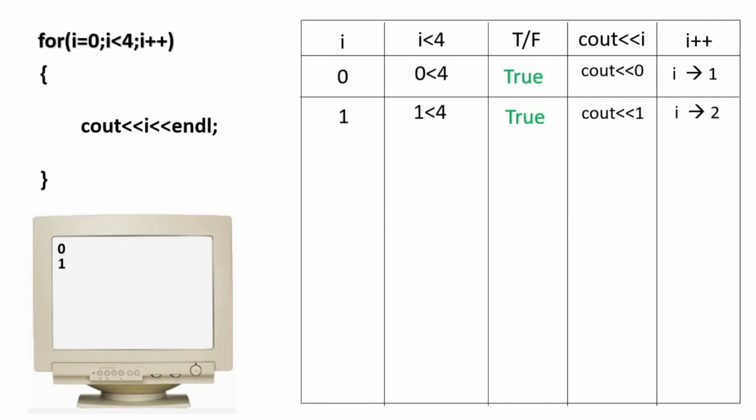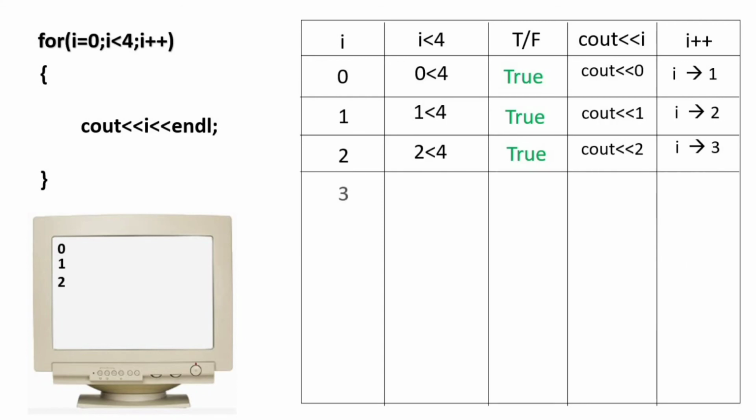So I is incremented to 2. 2 is less than 4. Condition is true. Cout I, the value of I is 2. 2 will be printed. Then value of I will be incremented to 3. 3 is less than 4. The condition is true. Cout I, the value of I is 3. 3 will be printed. Then I will be incremented to 4.